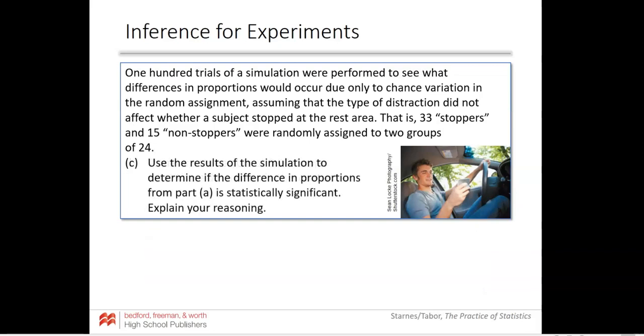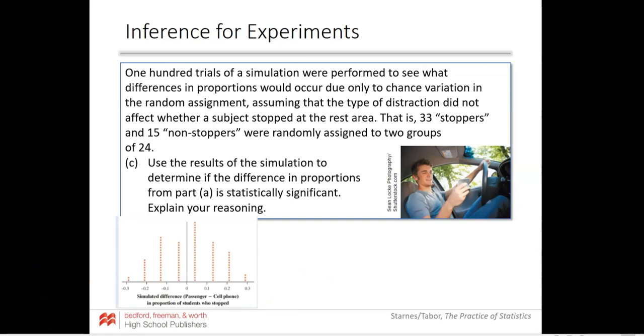Use the results of the simulation to determine if the difference in proportions for part A is statistically significant. Again, I really think it would have been helpful to see that. Let me see if I can get that. Okay, so I took a screenshot of the book. If you see in the bottom left there, that's the simulation results. Again, that's from chance alone. That's not from the experiment. This is just simulation. And you can see those 3 dots on the right at 0.29. That was the most extreme example they had, 0.29 actually.